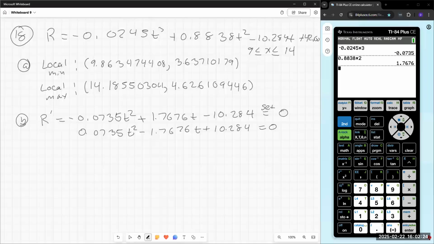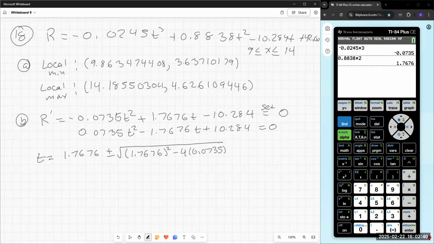And t is going to be equal to negative b plus or minus the square root of b squared minus 4 times a times c, all over 2 times a.